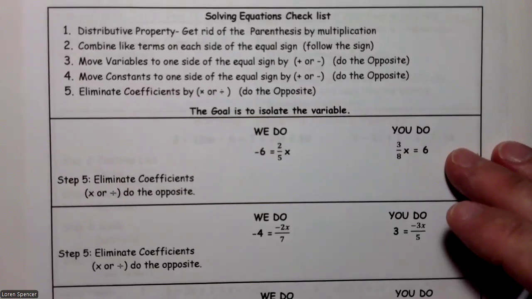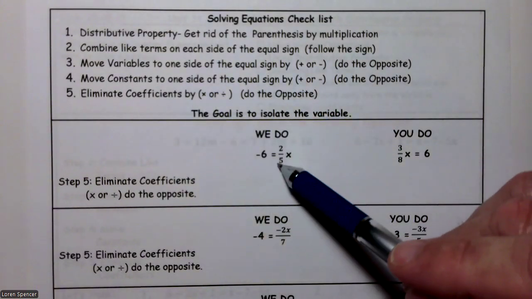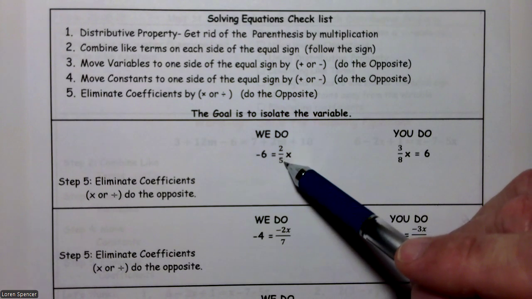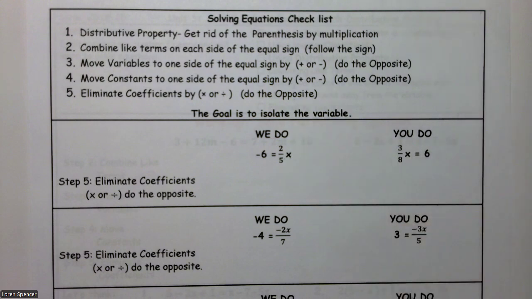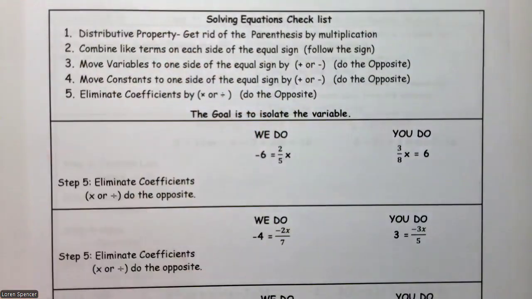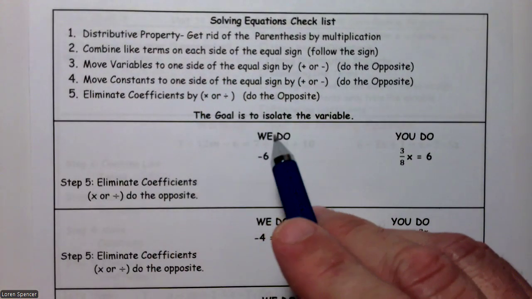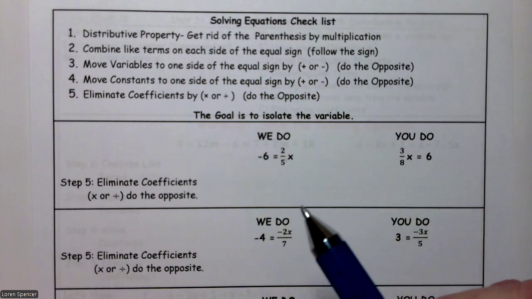Now here's where things can be a little bit different. And by the way, right now we're eliminating coefficients. That coefficient is multiplying. So that's 2/5 times x. All right, so what was it? We eliminate coefficients by doing the opposite. If this is multiplying, the opposite of multiplication is division.